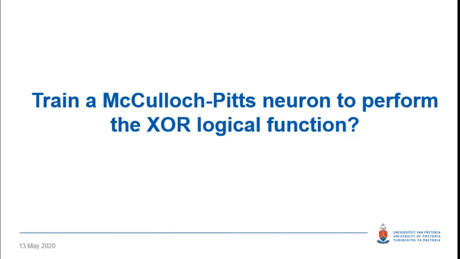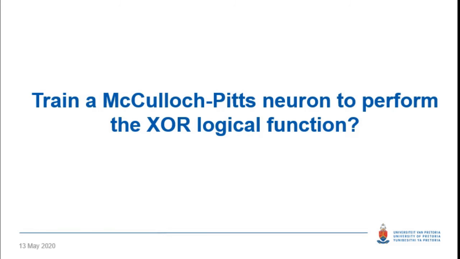So suppose you're required to train a McCulloch-Pitts neuron to perform the XOR logical function. So just remember the XOR is the exclusive OR function. It's the same as the OR function, with the only difference being that when you have both inputs being the same, that is x1 and x2 either being 0 or x1 and x2 either being 1, then the output will be 0. However, if you have x1 1 and x2 0 or x2 1 and x1 0, then your output will be 1.